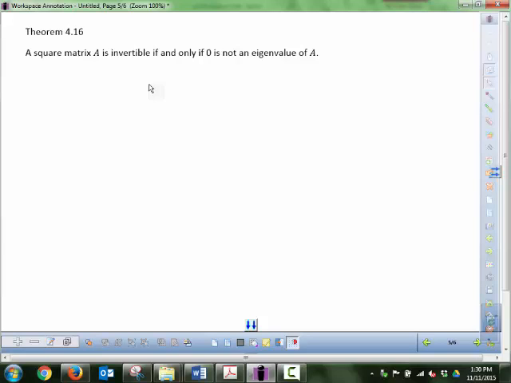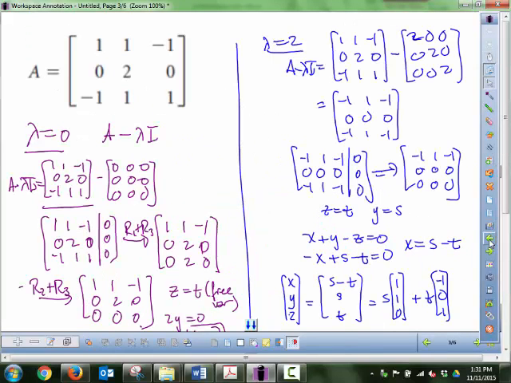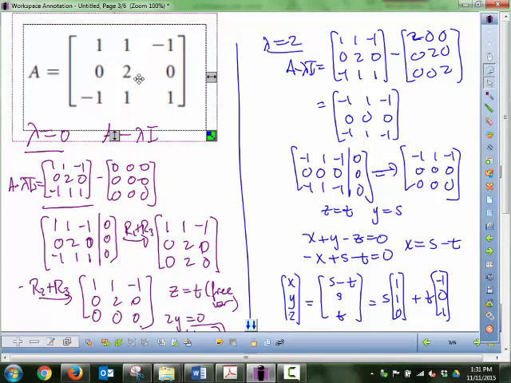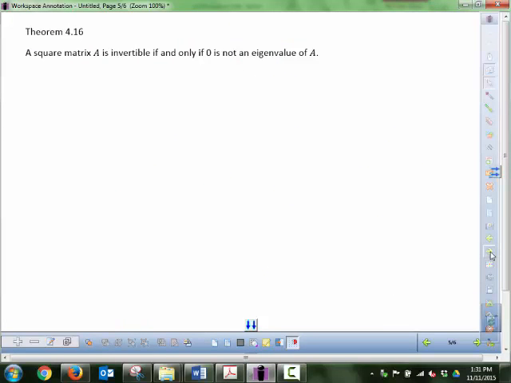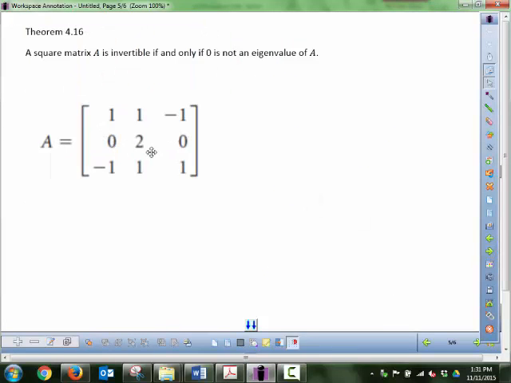We had one where 0 was an eigenvalue, right? Let's take a look at that matrix. With this matrix, we found 0 to be an eigenvalue. So I wonder if this is invertible. How do you check if something's invertible? The determinant is non-zero. Isn't that another theorem? Let's find the determinant of this.